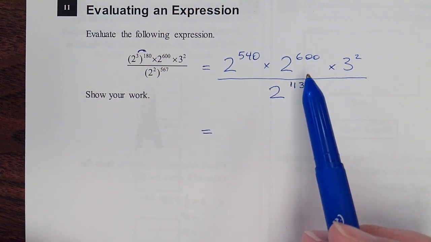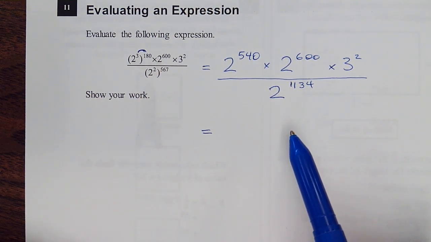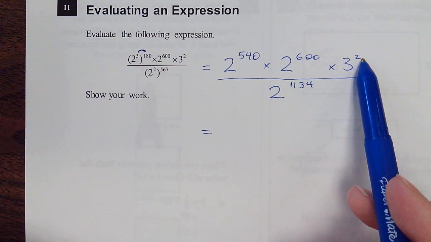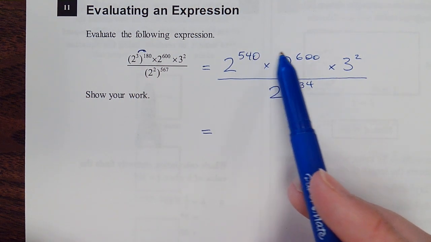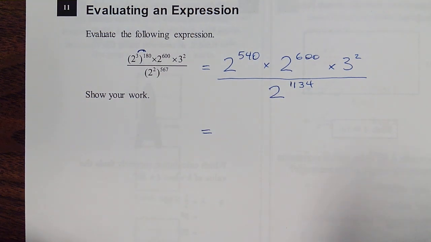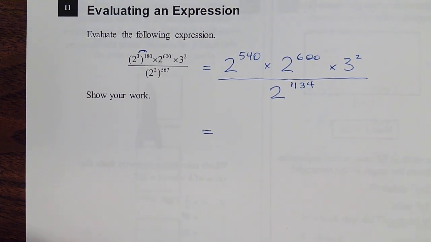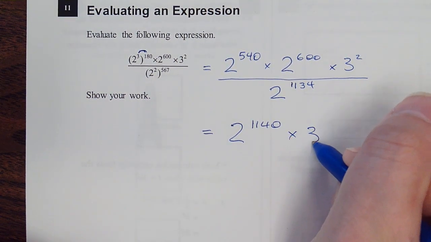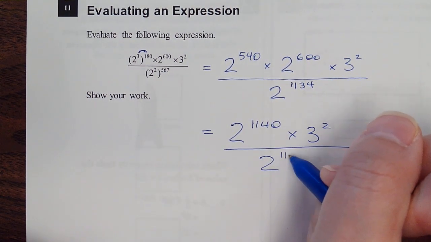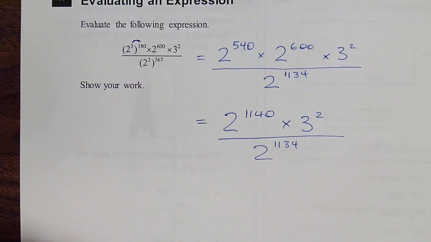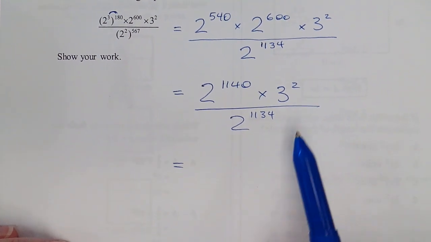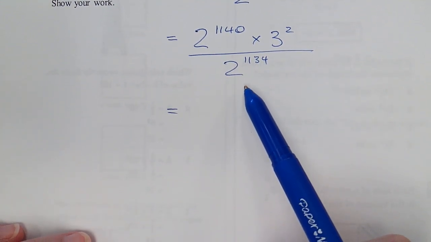Okay, what's my next step? Okay, why not add the 2 as well? Because it's a different base. Okay, so I can only add these two. So 600 plus 540, I get 2 to the 1140 times 3 squared all over 2 to the 1134. Okay, next step. Somebody on this side of the room. What's my next step? I have a base of 2, I have a base of 3, I have a base of 2.